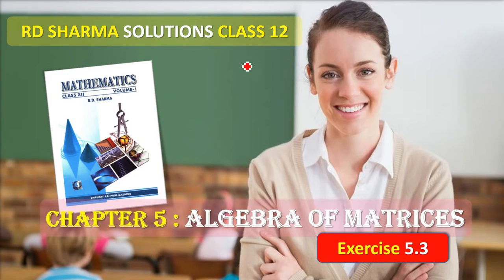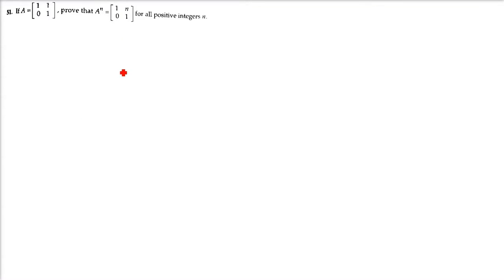R.D. Sharma Solution Class 12 Chapter 5 Algebra of Matrices Exercise 5.3. If A is this matrix, prove that A raised to n is this matrix for all positive integers n. How do we do this?